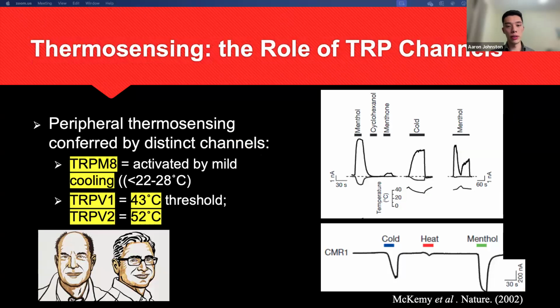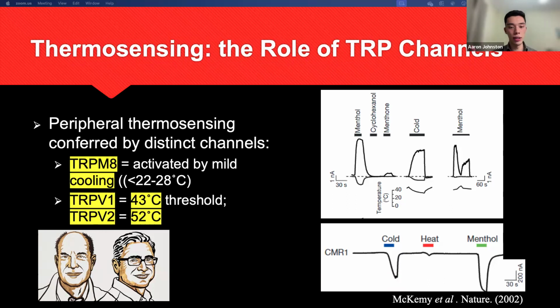And just as a bit of experimental evidence, this work was awarded a Nobel Prize in 2021. How do our A delta and C fibers actually respond to temperature at a molecular level? Well, we have these transient receptor potential channels, our TRP channels, which are basically temperature sensitive. So as temperature changes, there's a whole family of them. They have different thresholds for activation. Some are activated by heat, for example, the vanilloid receptors, the ones with V's in them. Again, some at very high temperatures, some at slightly lower temperatures. And then we have our menthol ones, the ones with M in, which are activated by mild cooling.